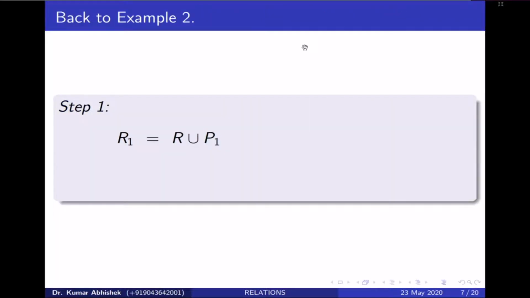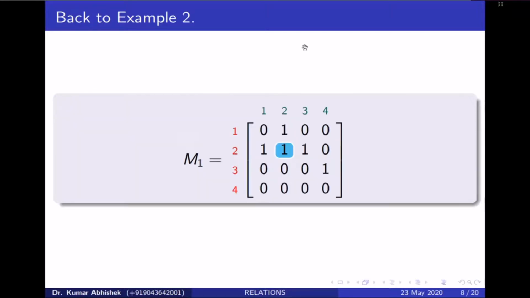P1 was the ordered pair 2 comma 2 and the relation R was given, so we compute R1 in the form of R union P1, which comes out to be 1 comma 2, 2 comma 1. Here the element pertaining to P1 is added, that is 2 comma 2. Then the original elements of R, that is 2 comma 3 and 3 comma 4. So we get the matrix M1, and you can see here that in the matrix M we have added the element at 2 comma 2 position to get the matrix M1.